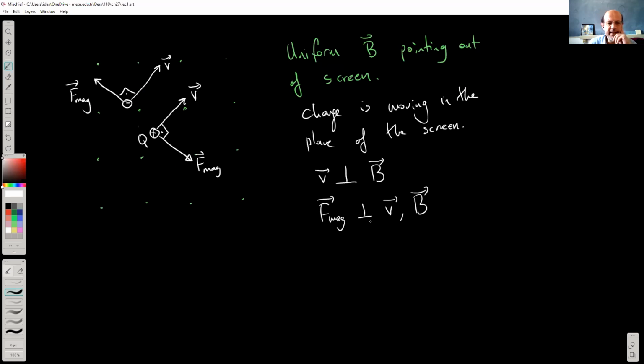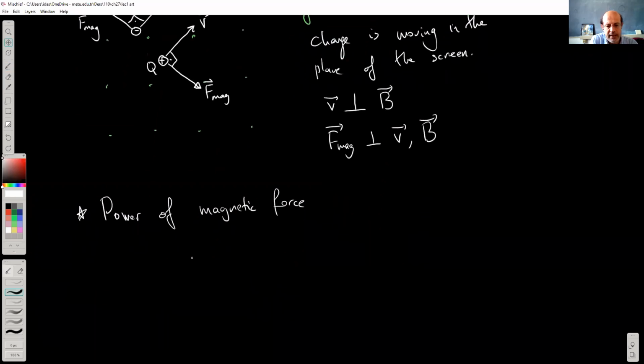Why did I start discussing this? I think this is kind of important in here. I'm going to discuss the cyclotron motion next. But let's just note one thing here. This is a little bit more general. So that's the power of magnetic force. So let's just remember this. This is the power of the magnetic force.